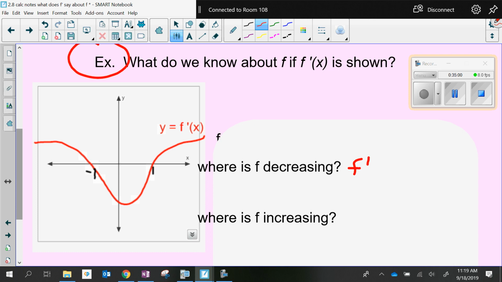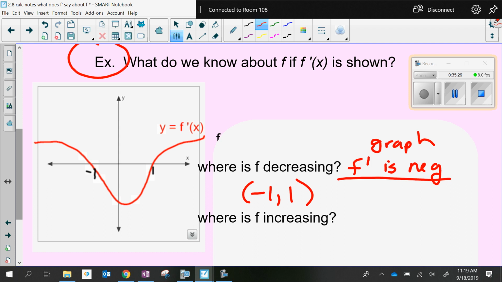So theoretically, what's happening to f prime when f is decreasing? Good. It should be negative, right? f decreasing, f prime is negative. Now we can look at the graph. On the graph, where is this f prime negative? Where is it negative? It is indeed. Okay, this is negative. Right here, underneath the axis.